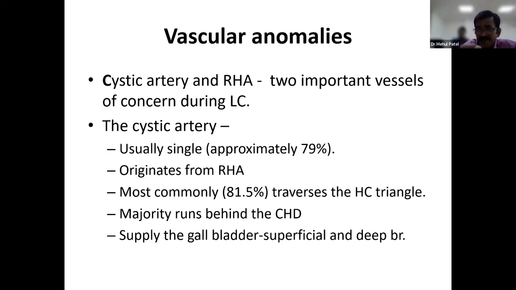The cystic artery and the right hepatic artery are the two important vessels which are of concern during lap cholecystectomy. The cystic artery is usually single in almost 80% of cases. It originates from the right hepatic artery. It traverses the hepatocystic triangle behind the common hepatic duct and supplies the gallbladder by dividing into anterior and posterior branches. Somebody described them as superficial and deep branches.